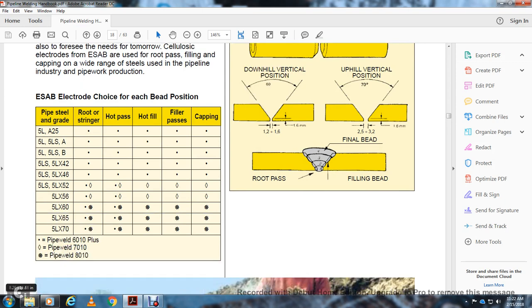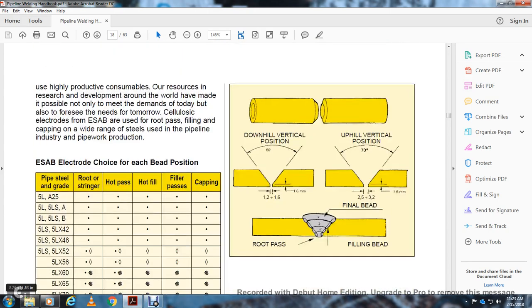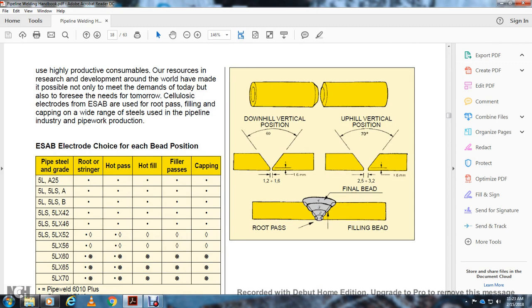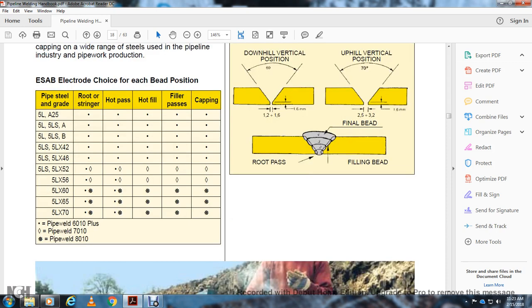Pipe, steel grade, root and stringer, hot pass, fill pass and capping. The dot stands for pipe weld 6010 plus, the diamond stands for pipe weld 7010, and the asterisk stands for pipe weld 8010. On the side, you see the downhill vertical position and the uphill vertical position, as in the double bevel vertical position, uphill vertical position, root space being 1.2 to 1.6 millimeters. The root pass and the filling beads 1, 2, 3, 4, and final bead.